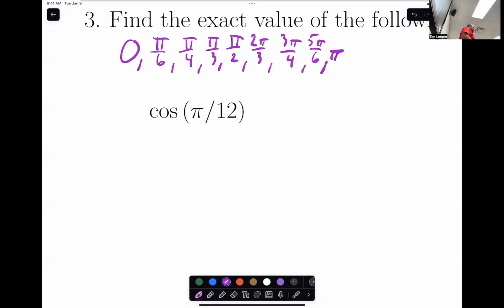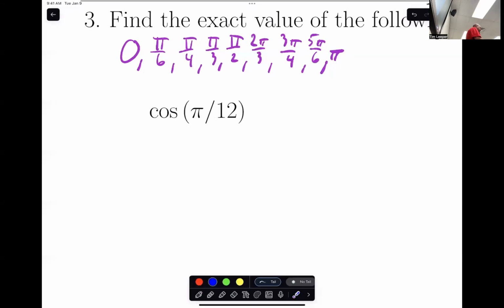So cosine of pi over 12. My question is, looking through here, do any of these have a difference of pi over 12? Well, maybe. But you're probably not going to be able to just see it, right? This is why you need a calculator. So get your calculator out.